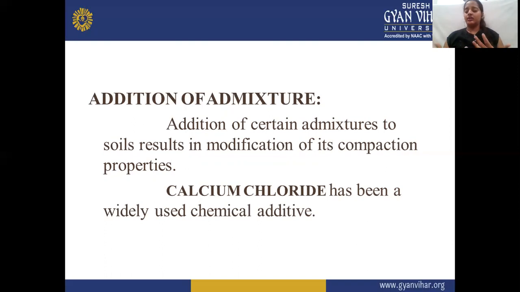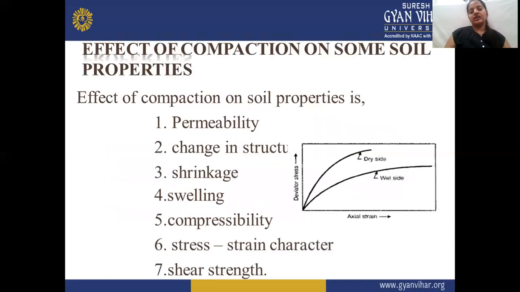it can carry extremely heavy loads. So, some of the additives are: calcium chloride is widely used as a chemical additive for compaction. So, let's move forward to the effects of compaction on some types of soil.